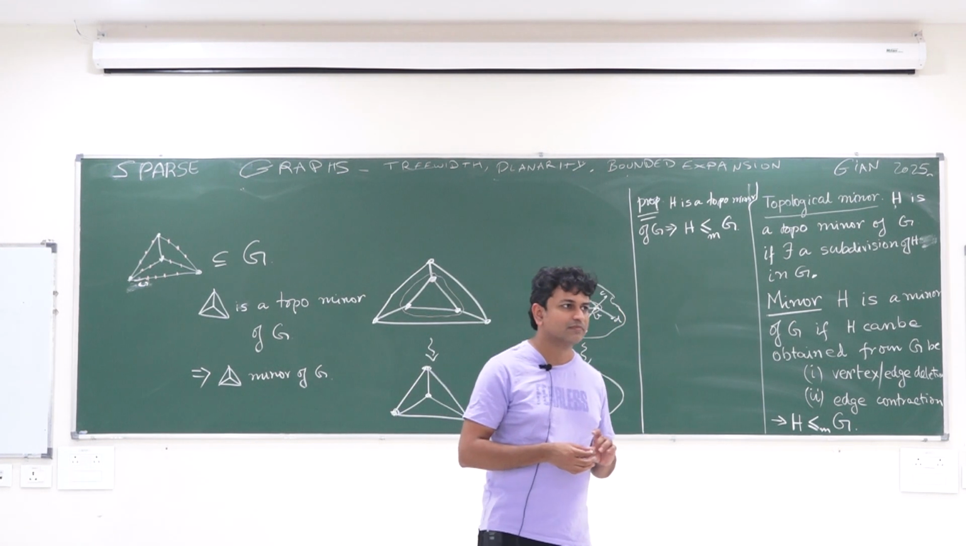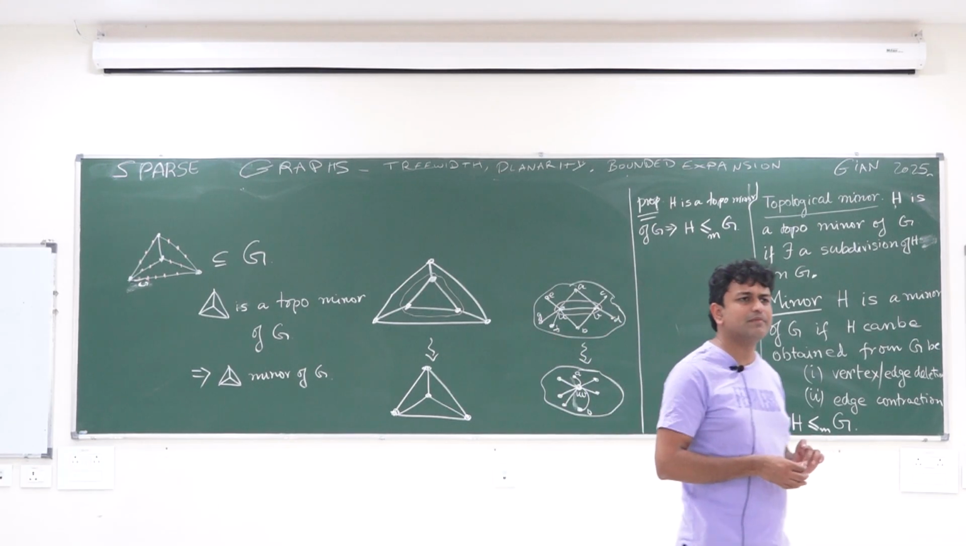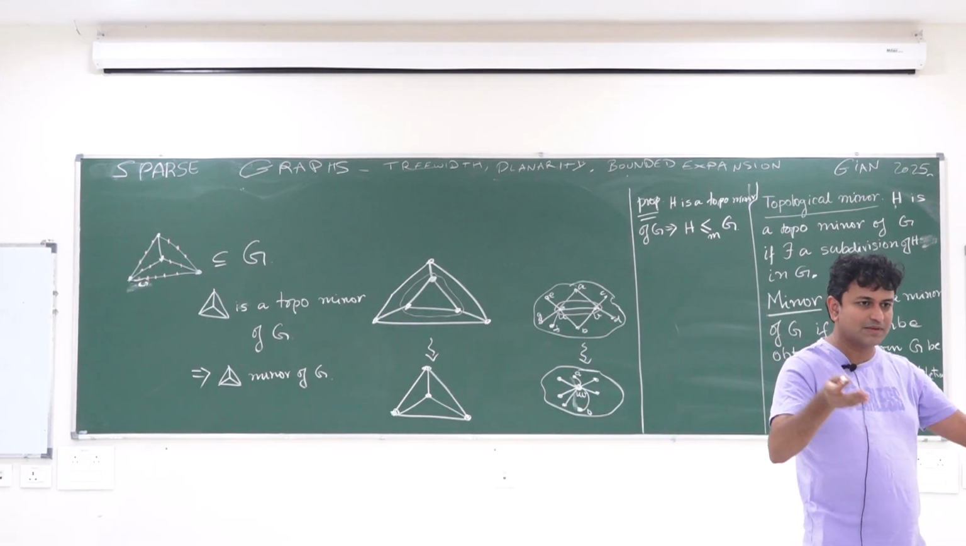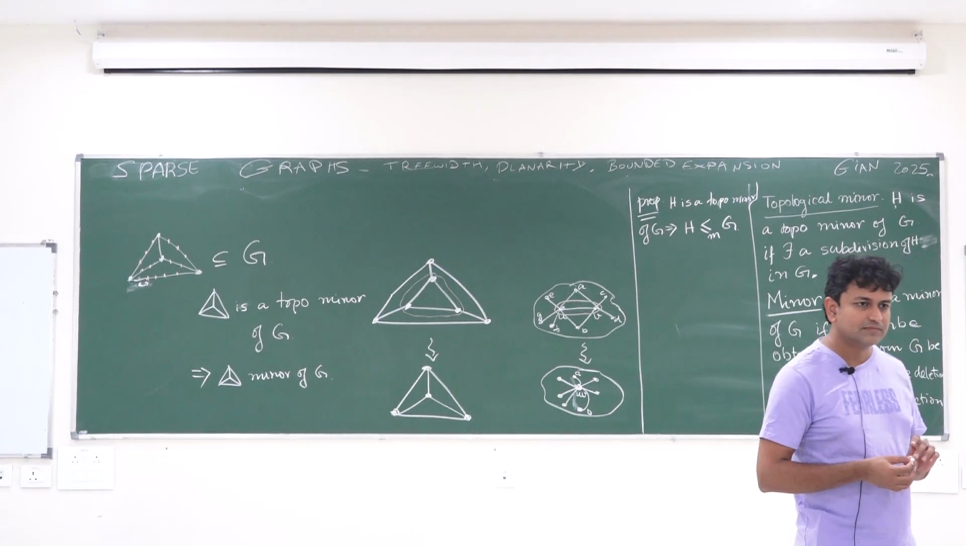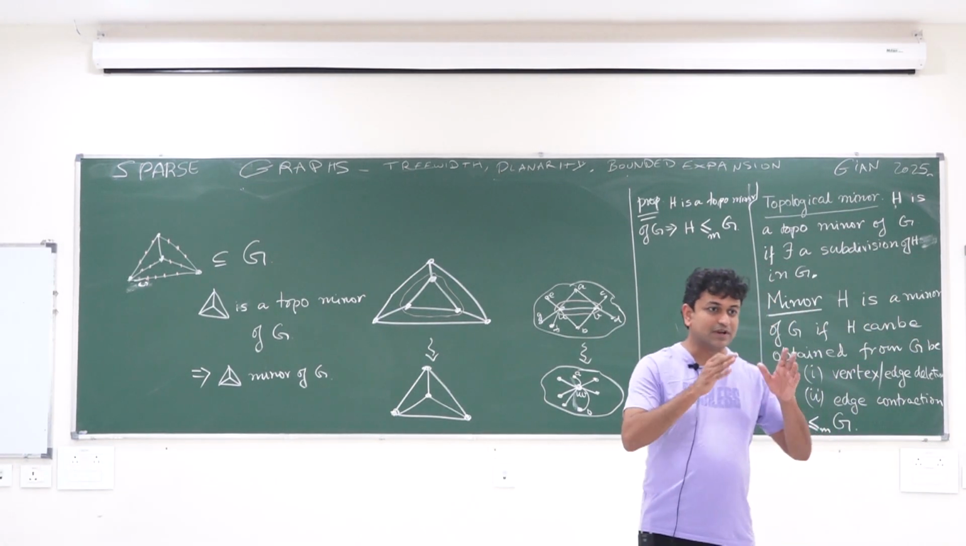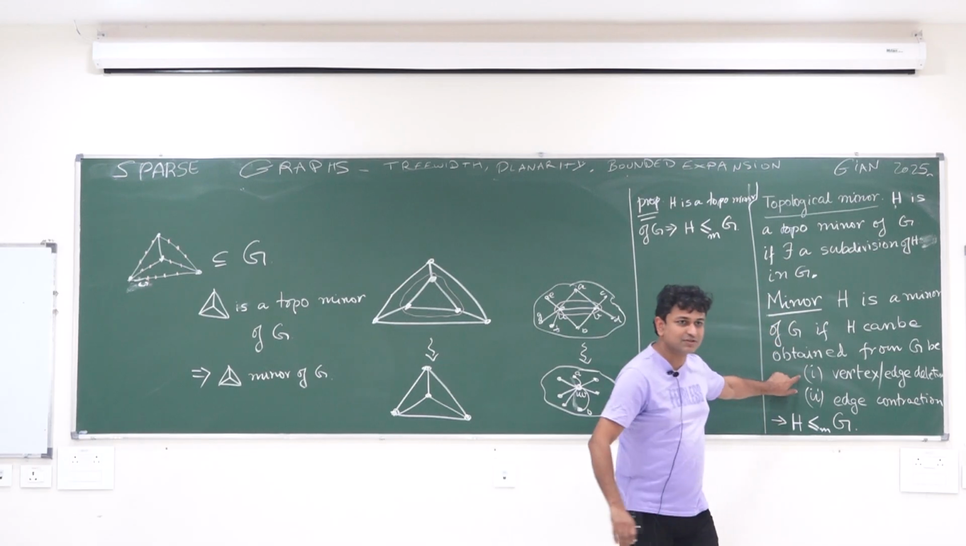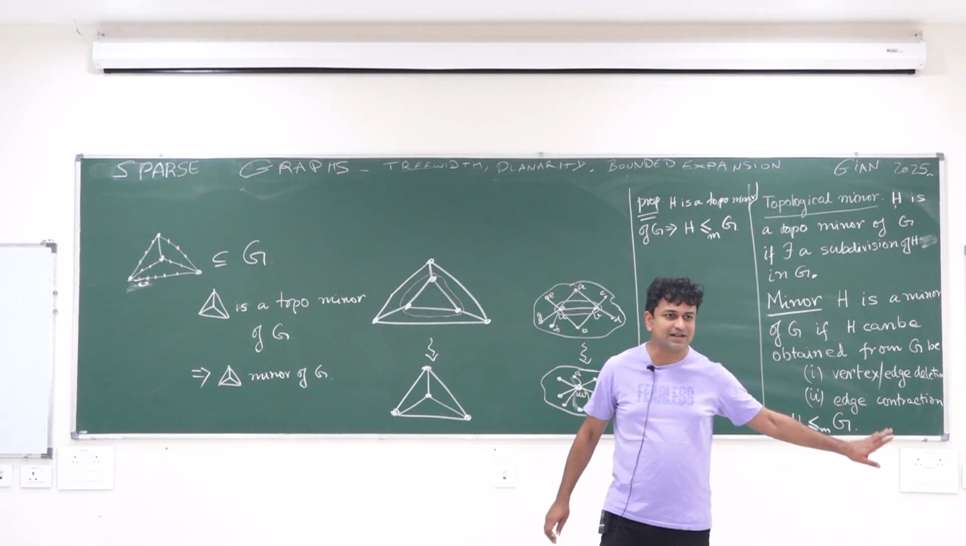It's not a topological minor. No, I mean you can just look at it as a subgraph, right? You don't have to subdivide it. An independent set you cannot get by contraction. No, but you can delete these. Don't forget the first condition. You can do vertex and edge deletion also.